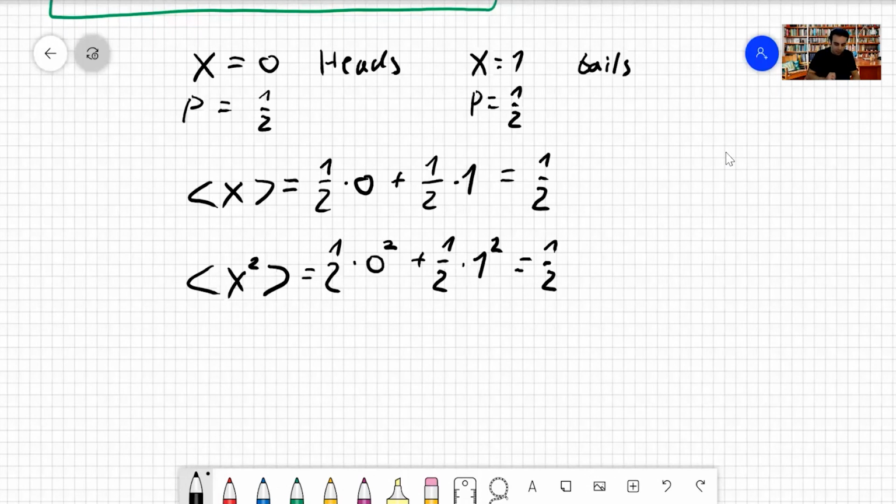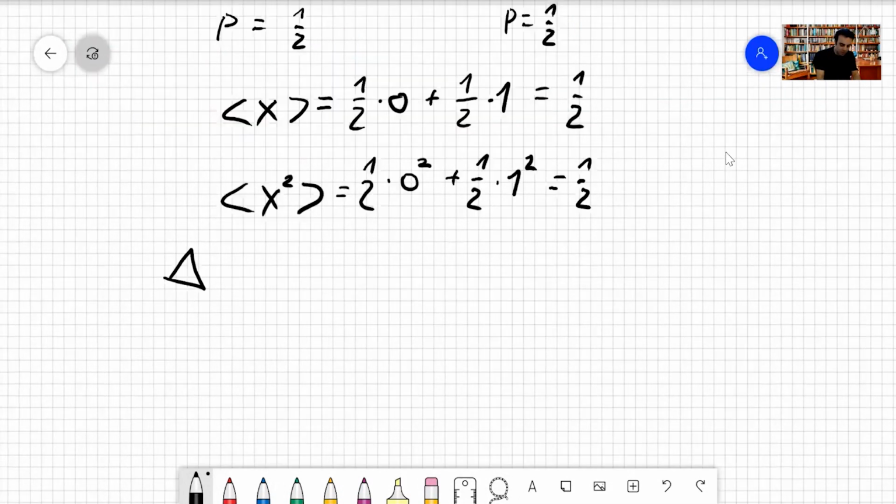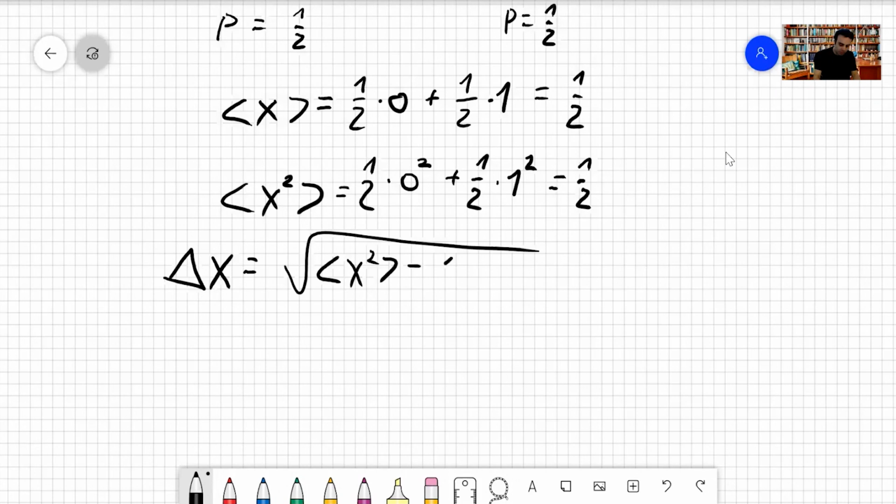So now we can use this formula. The standard deviation of x is the square root of the expected value of x squared minus the expected value of x, squared. So it is the square root of 1/2 minus 1/2 squared, which is 1/4. So this equals 1/2.